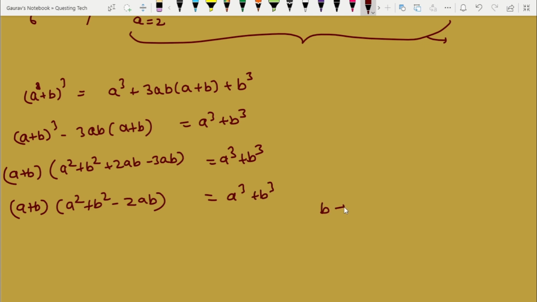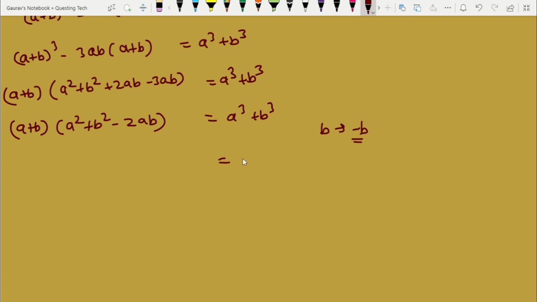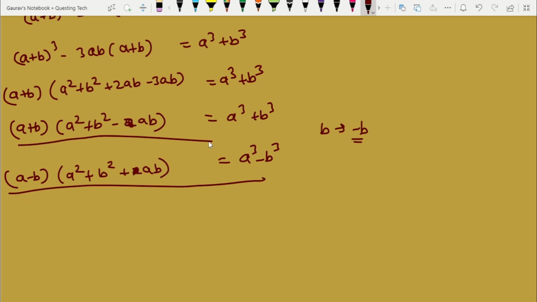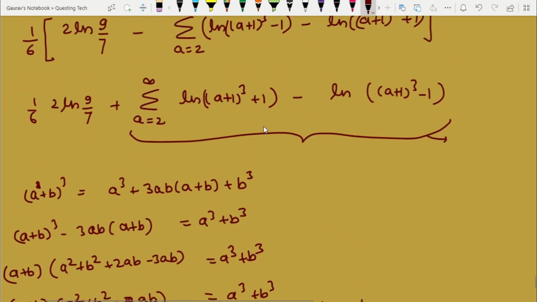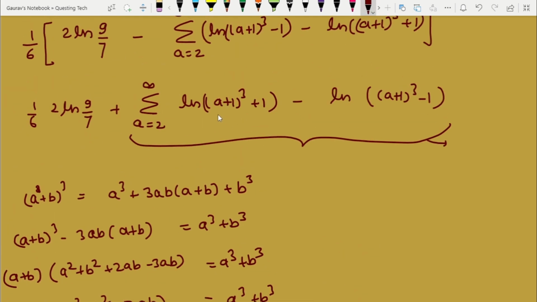Now we replace b with minus b. So this is a cube minus b cube, equal to (a minus b) multiplied by (a square plus b square plus ab). Okay, so we are going to use these two formulas to break apart these two equations.